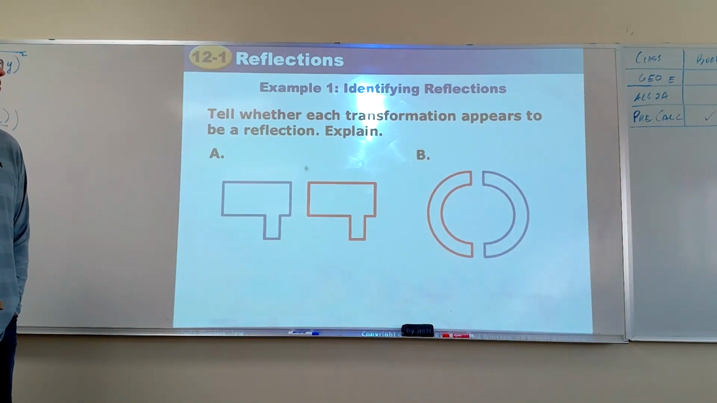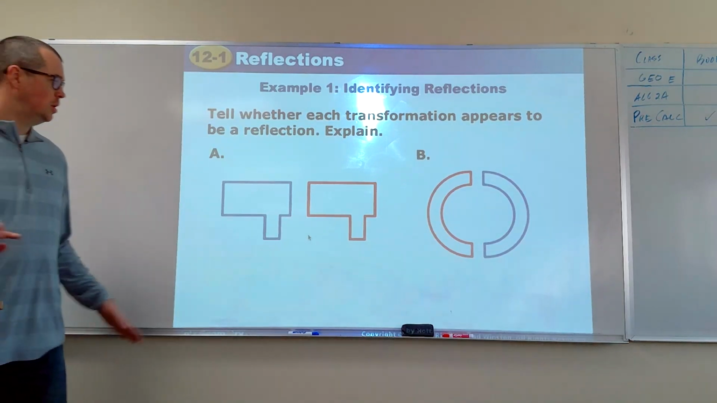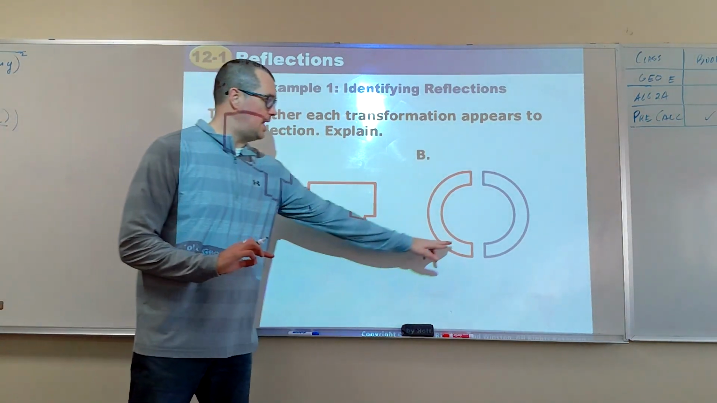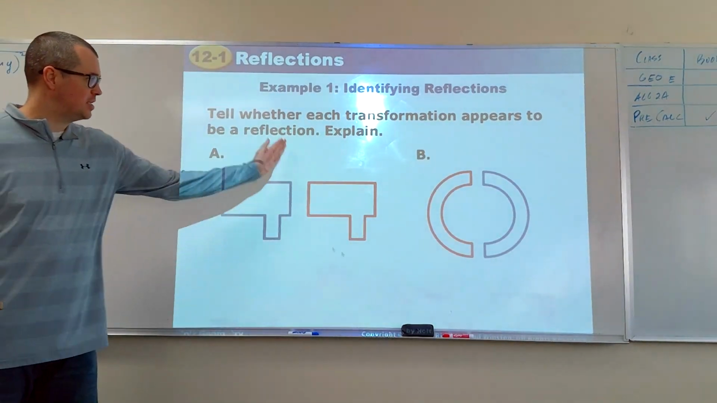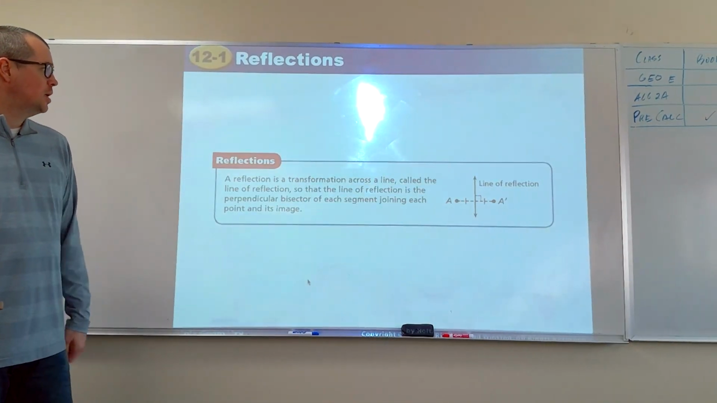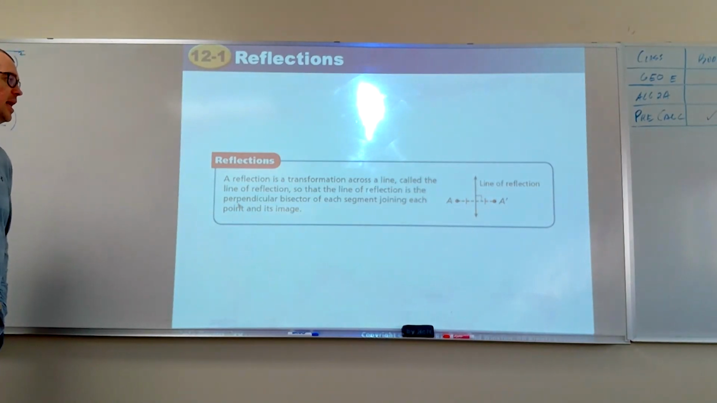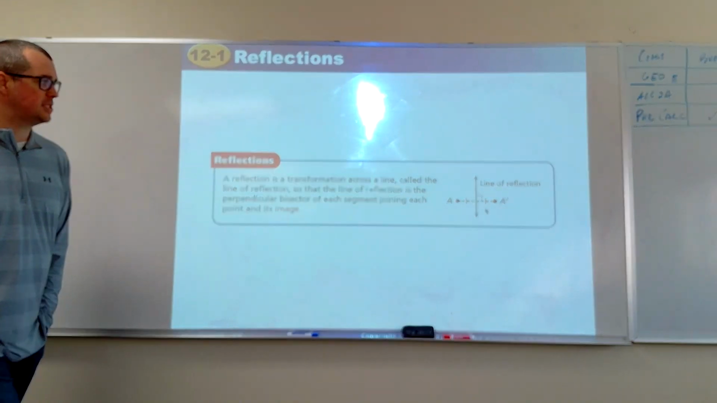All right, transformations. First one we're going to talk about today is reflections. Tell whether each transformation appears to be a reflection. No and yes. Remember, it's got to be the same when you reflect it across. A reflection is a transformation across a line called the line of reflection, so that the line of reflection is the perpendicular bisector of the image.